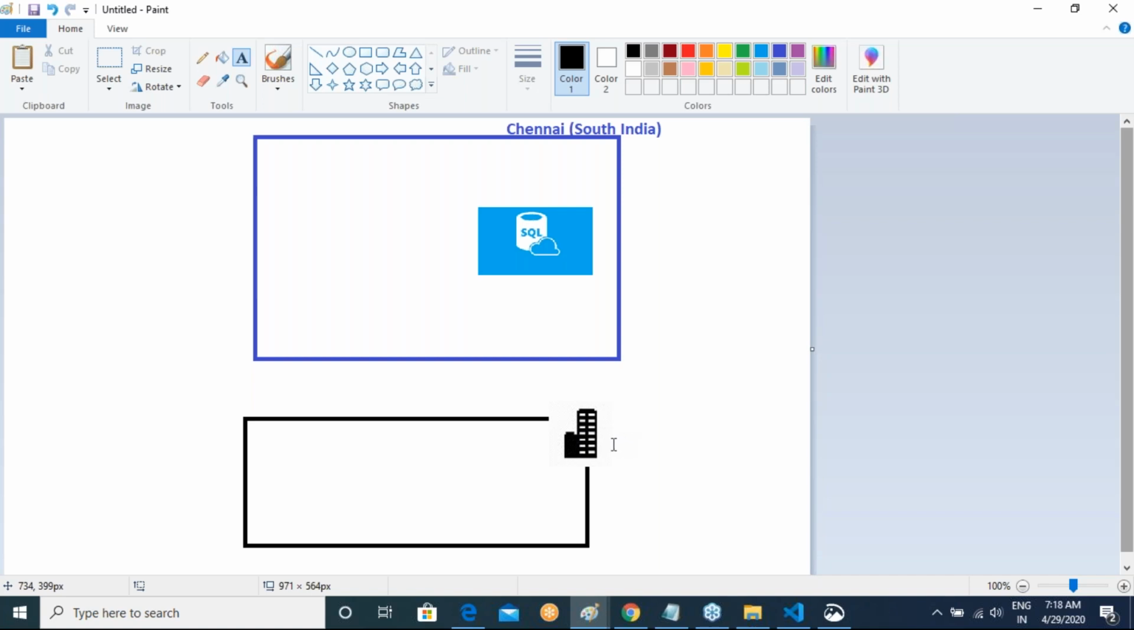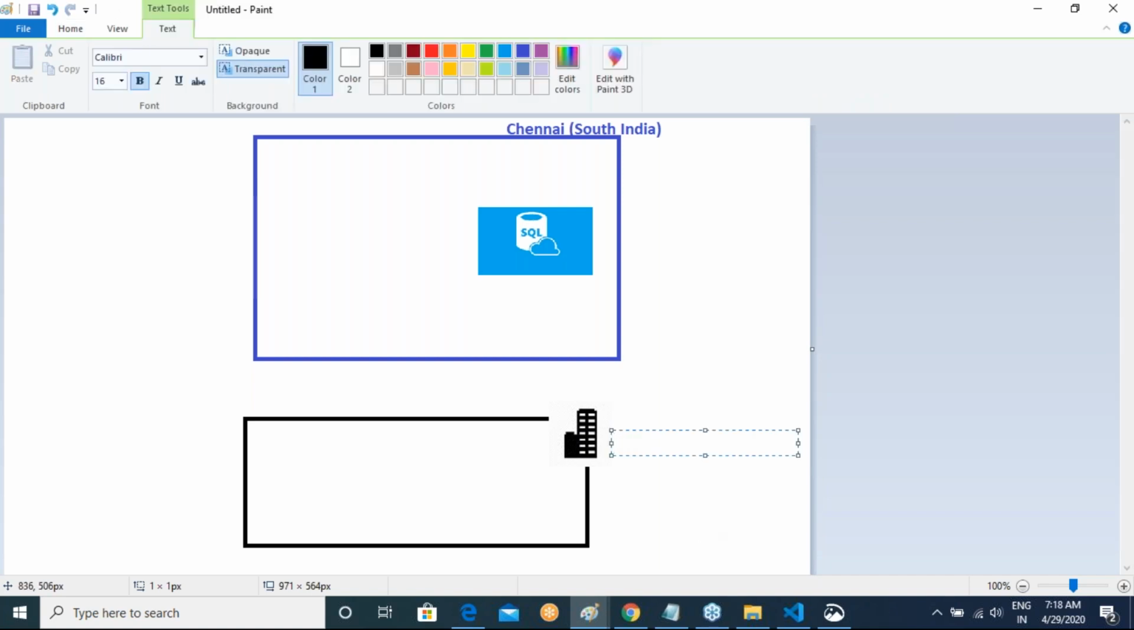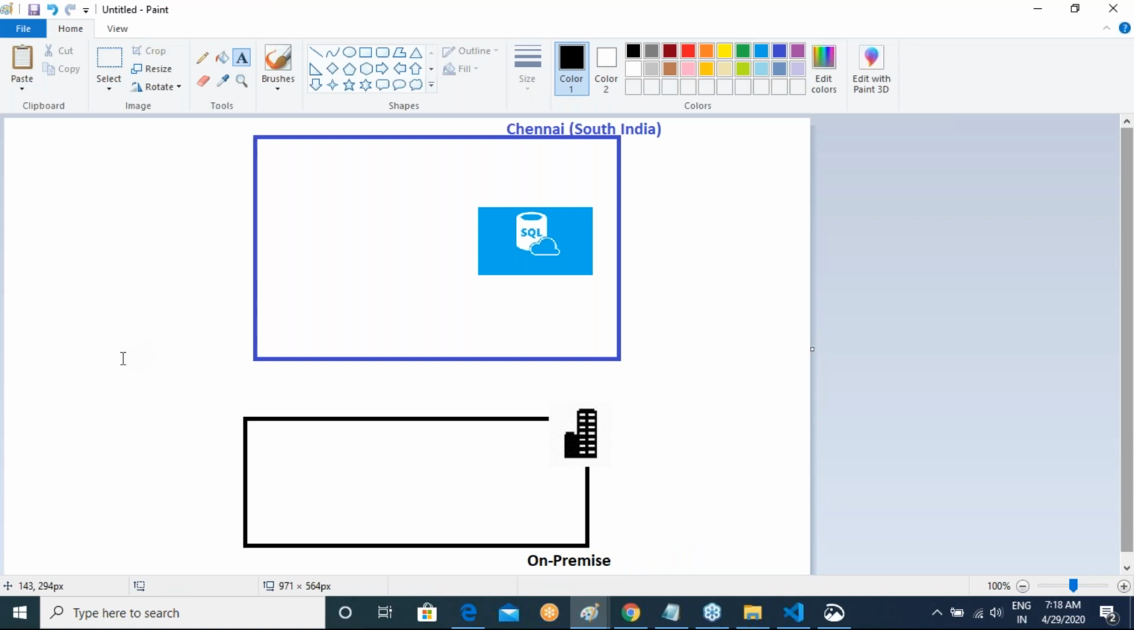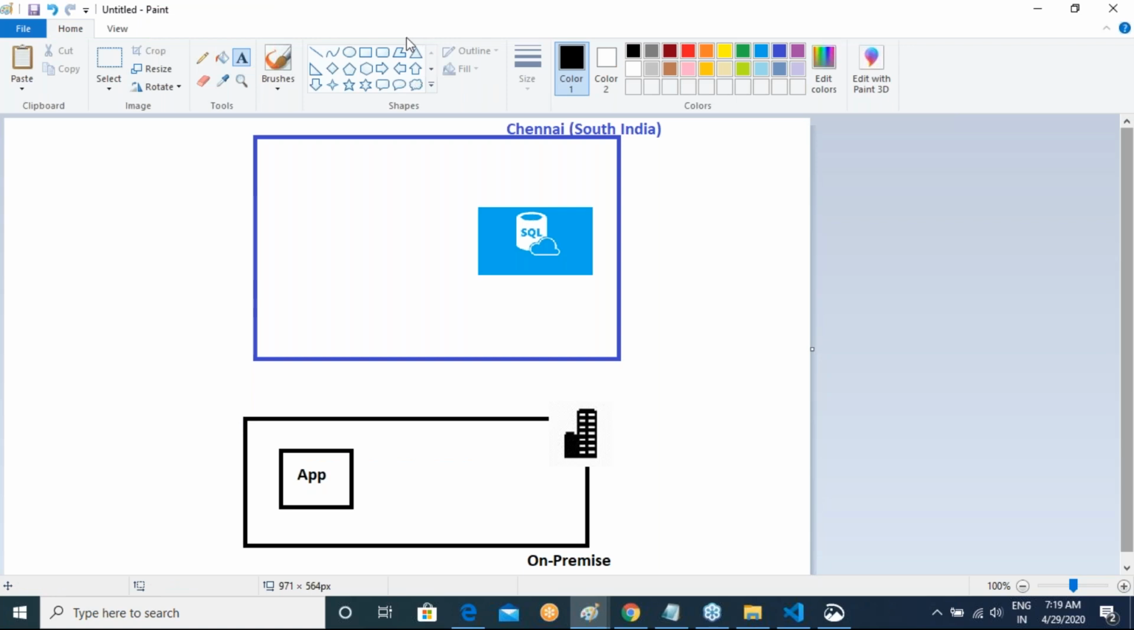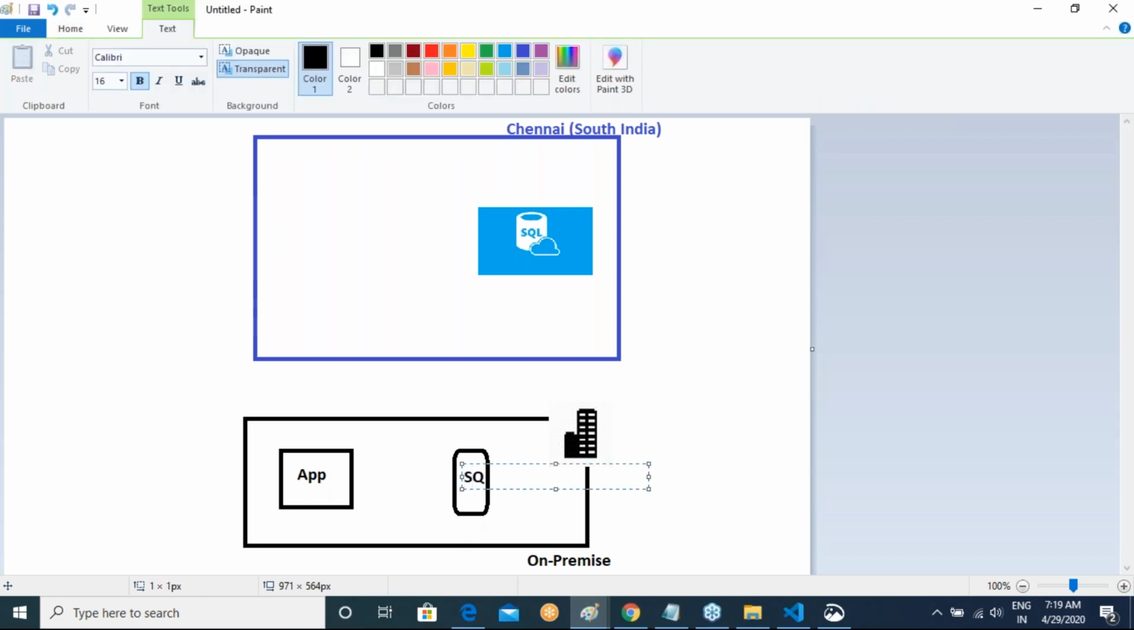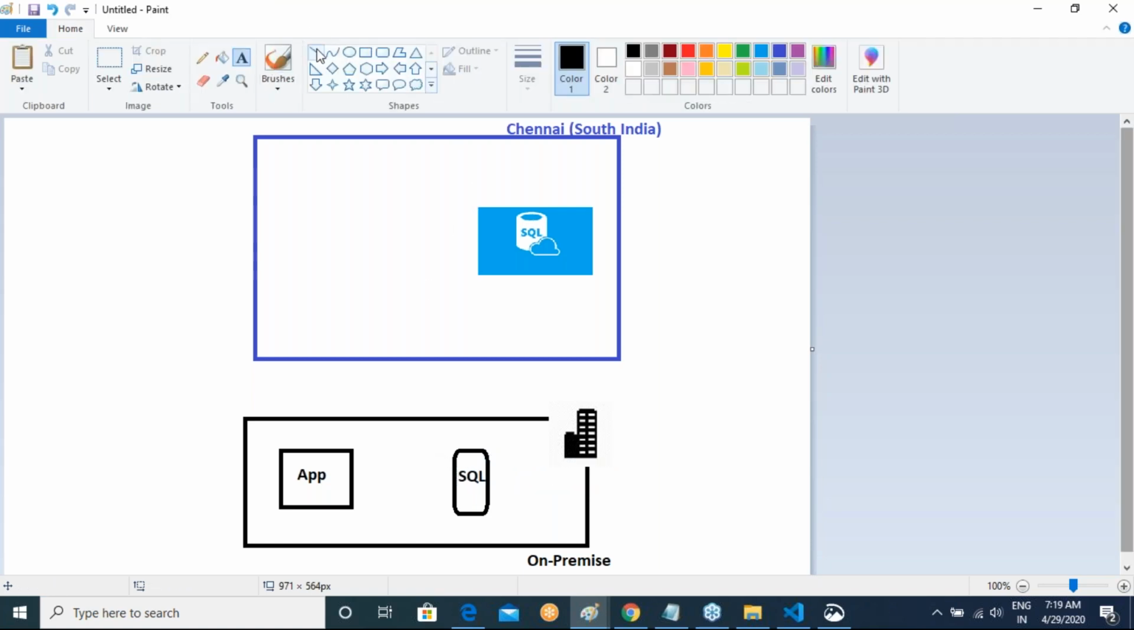Assume that this is your office, or I'll write it as on premise. Consider it to be your office. In your office there is some application, and this application writes the data to a SQL database. Whatever application you have is writing the data to SQL.